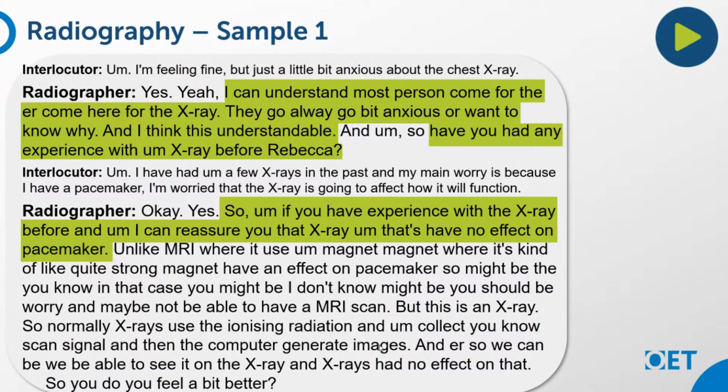So, for example, she asks about previous experience instead of radiation, which is actually on the card. So she chooses to say, have you had any previous experience, which would be a more familiar word to the patient. It does get slightly complicated towards the end of that second response, where she starts talking about magnets and the computer images. But I think overall, the patient would feel that her concerns have been understood and addressed.